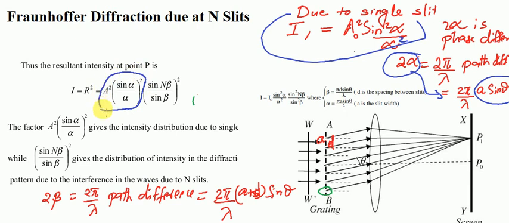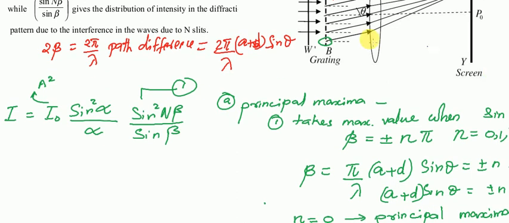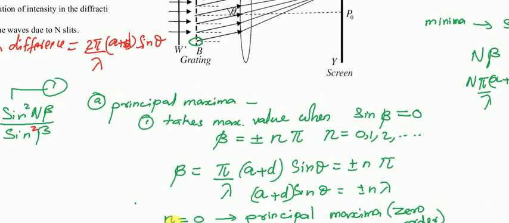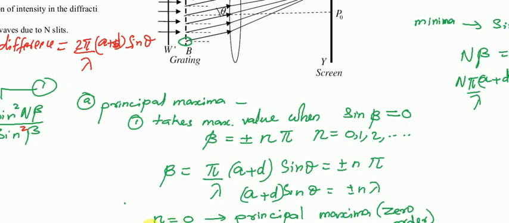Intensity due to a single slit is taken as the amplitude actually. The circular term is the amplitude here in this case. Now, when this takes a maximum value, the expression is I equal to I0 sin squared alpha by alpha squared times sin squared n beta by sin squared beta. The principal maxima occur when sin beta equal to 0.